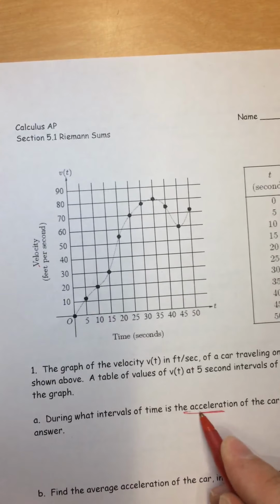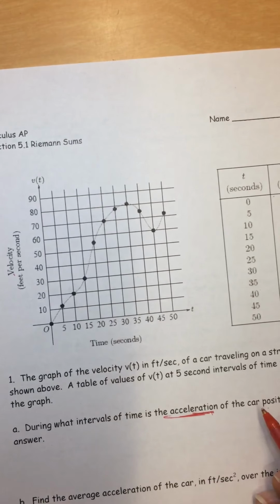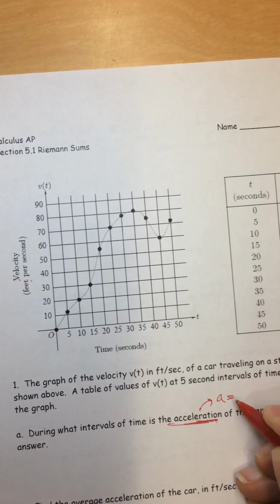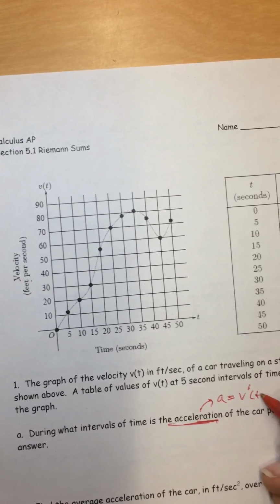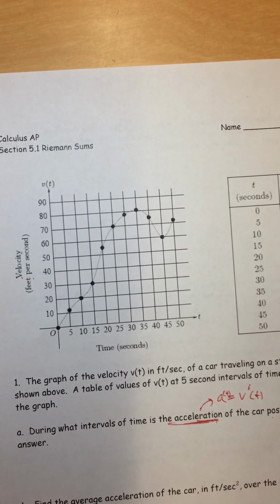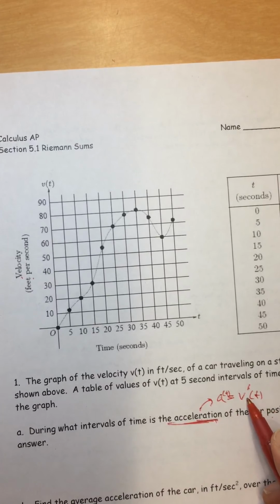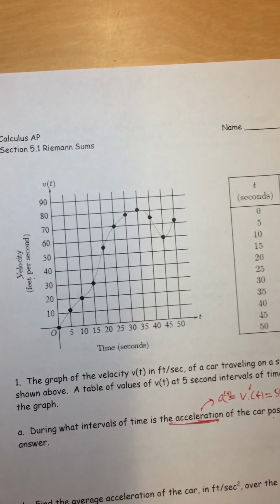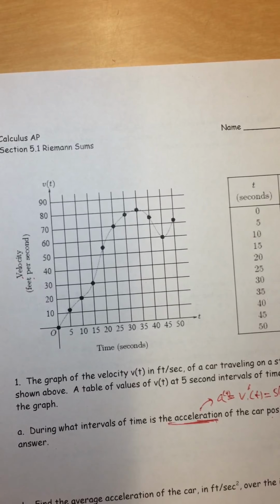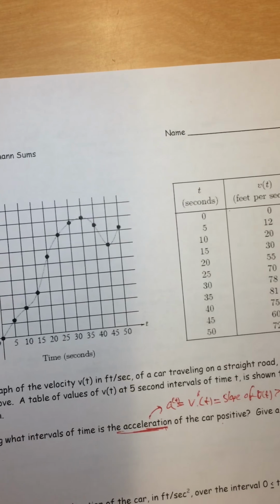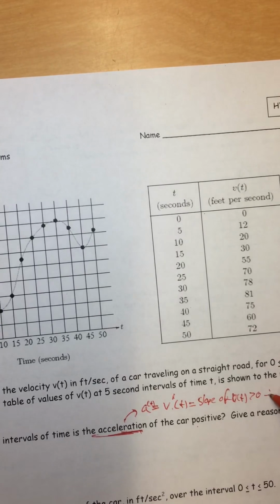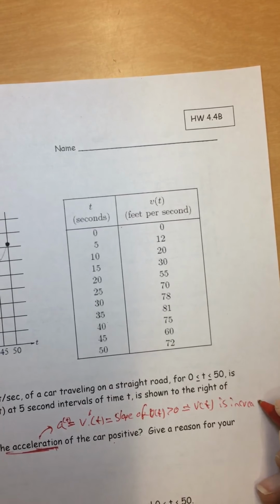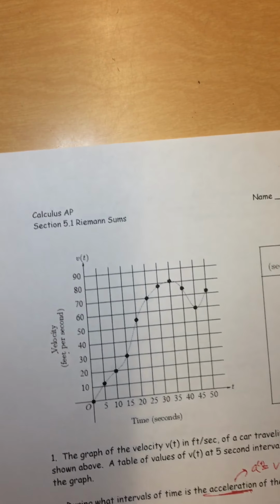During what intervals of time is the acceleration of the car positive? This is the velocity, not the acceleration. What you need to know here is that the acceleration is the derivative of velocity. So this is asking where is the derivative of the velocity positive. This means the slope of v of t is greater than 0. Where is the slope positive, or v of t is increasing? It's basically asking us on what intervals is v of t increasing.